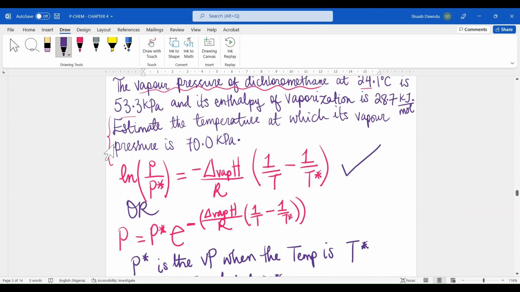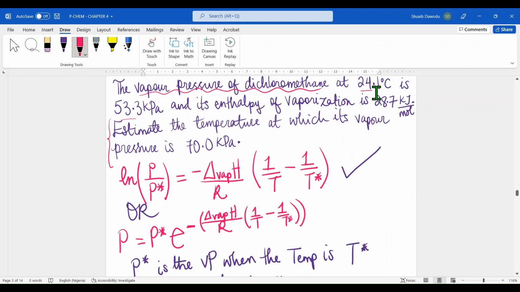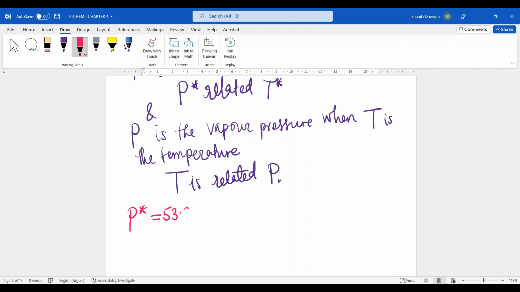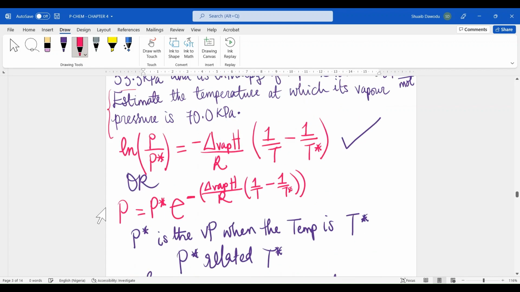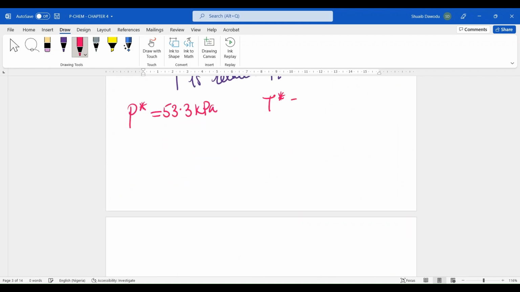Now it's time for us to write out our parameters. So we have the P star. If you go back to your question, the vapor pressure of dichloromethane at 24.1 degrees Celsius is 53.3 kilopascal. So the P star is 53.3 kilopascal. And that happens at 24.1 degrees Celsius, so T star is 24.1 degrees Celsius, which I am going to turn to Kelvin. So plus 273.15, T star becomes 297.25 Kelvin.